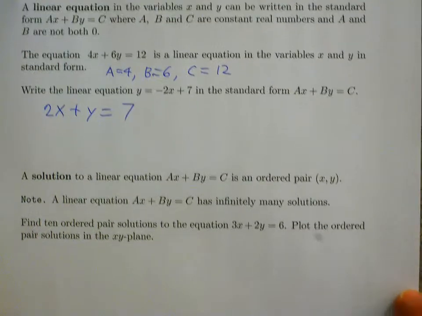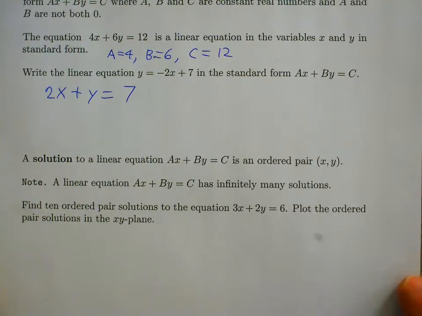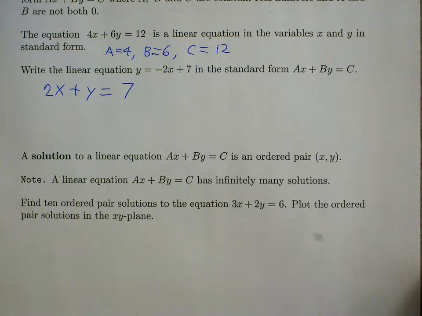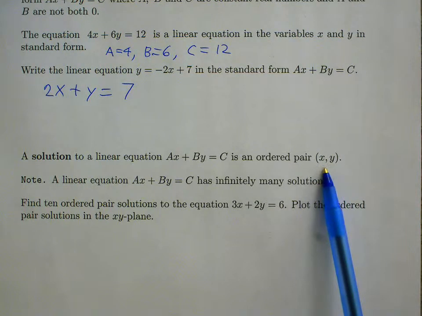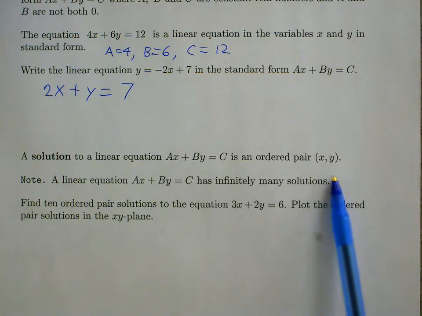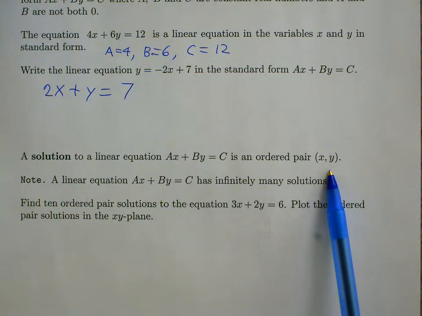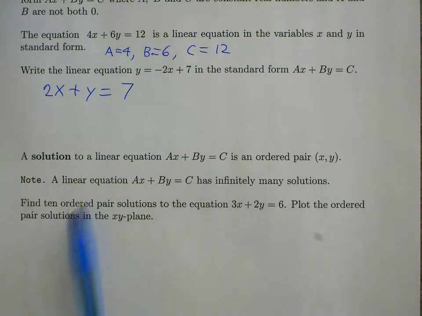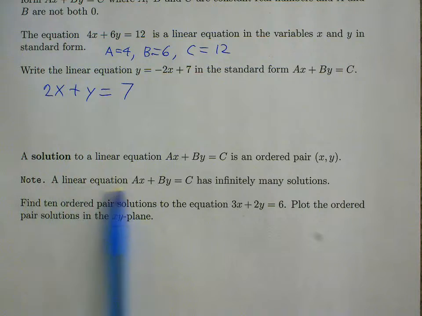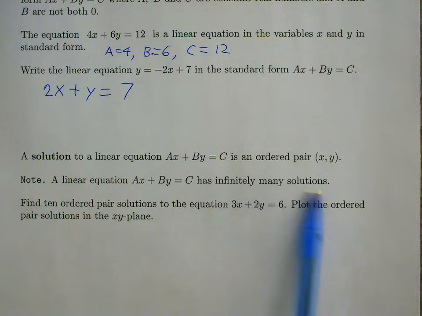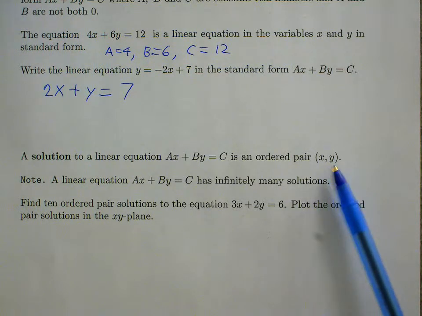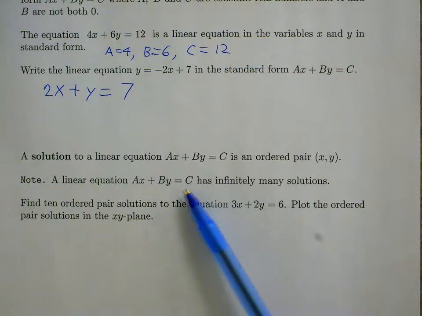Okay, a solution to a linear equation, ax plus by equals c, is an ordered pair, x comma y in parentheses. So here's a note. A linear equation, ax plus by equals c, has infinitely many solutions. That means there are infinitely many ordered pair solutions to a linear equation.